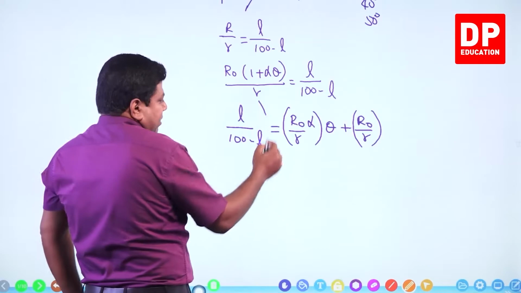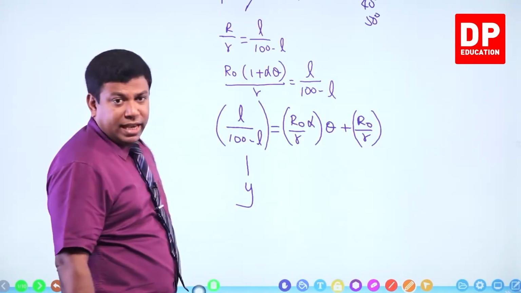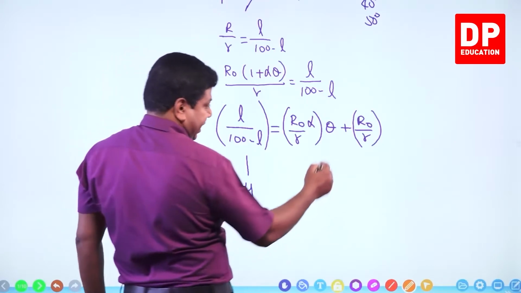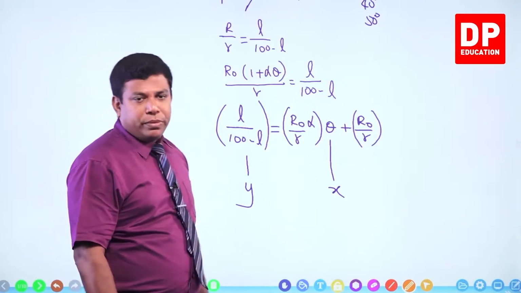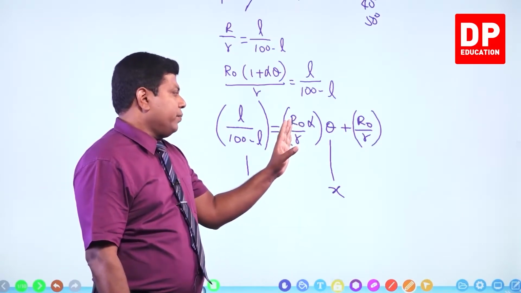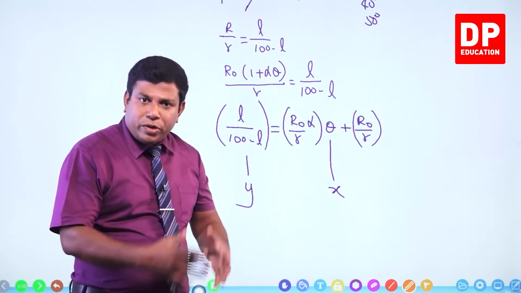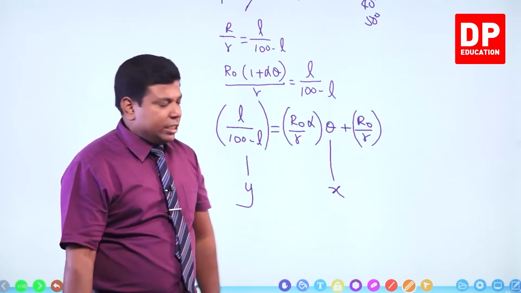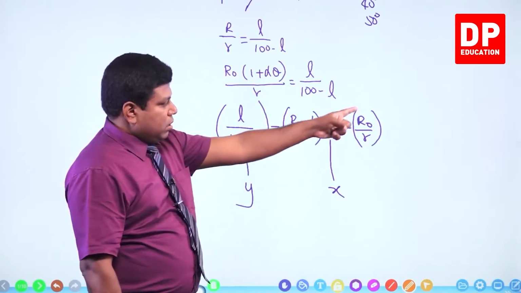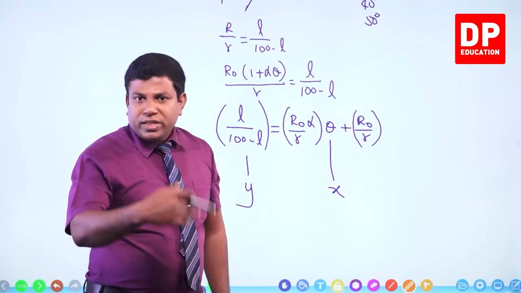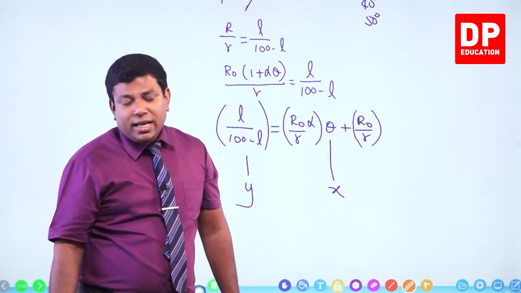So, let us take L over 100 minus L in the y axis. Theta is what we are changing, take it in the x axis, temperature. All others are constants. R naught is the initial resistance of that coil at 0 degrees, that does not change. Simple R is the other resistance we used in the bridge. Alpha is the temperature coefficient, that does not change. Every degree increment, how much resistance is going to increase, that does not change.